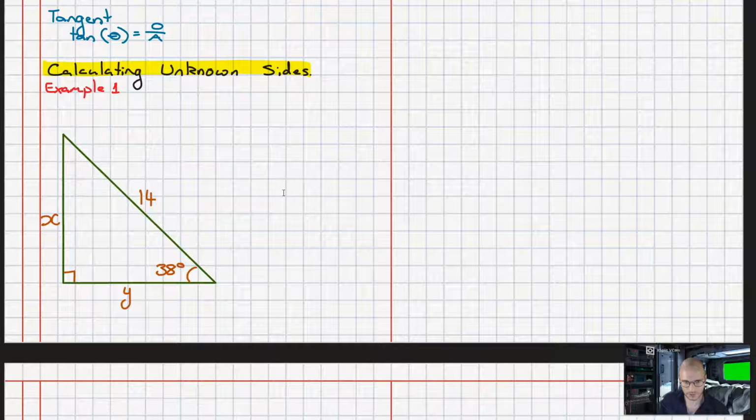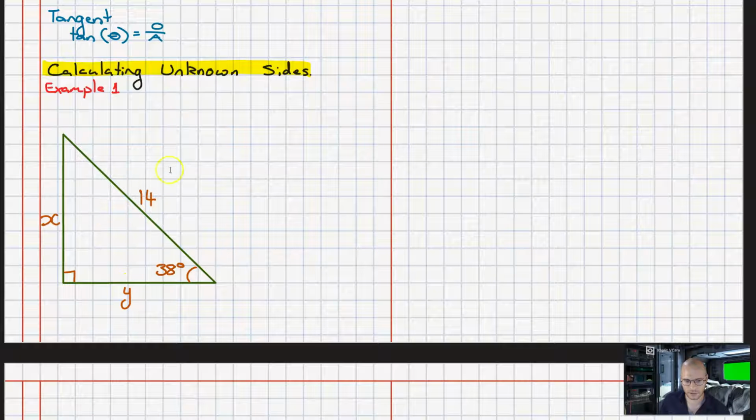Welcome back. In this video, we're going to use the three trigonometric ratios to analyze a number of different right-angled triangles. Over here, we've got a right-angled triangle in example 1. We have known quantities of 14 for a side length here, and the angle of interest is 38 degrees. What we don't have is this unknown quantity here, x, so this side length here, and this other side length denoted by the variable y. What we're going to do is use the trig ratios to deduce the values of both x and y.